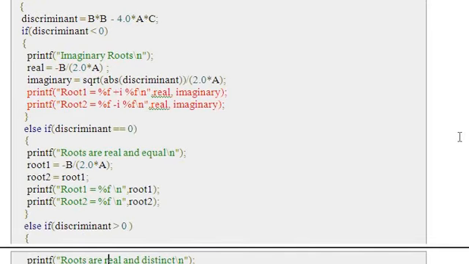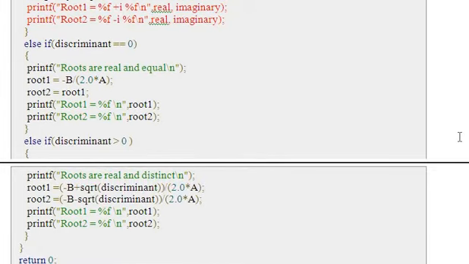If d less than 0, imaginary roots. Look at how imaginary roots are calculated. Real is equal to minus b by 2a and imaginary is the square root of abs of discriminant by 2a. So if d is 0, roots are real and equal and both are minus b by 2a. If d greater than 0, one is minus b plus and another one is minus b minus.